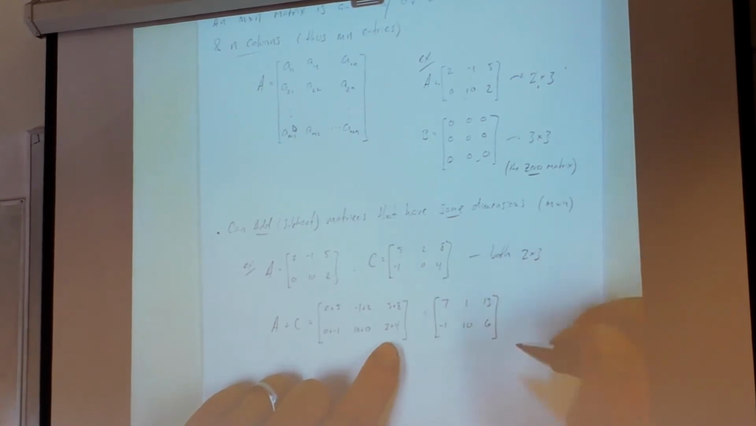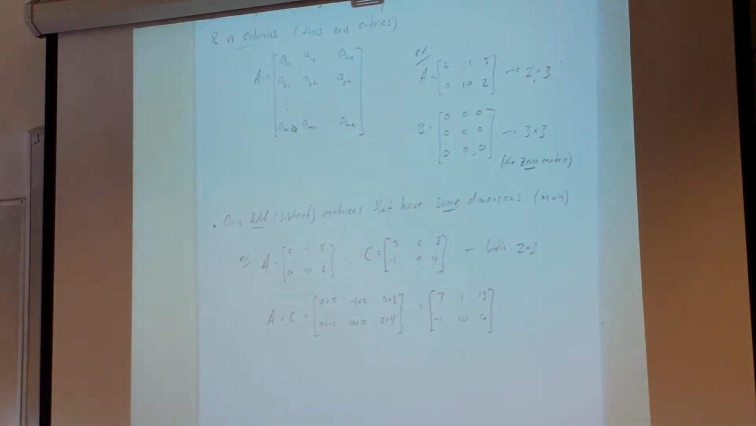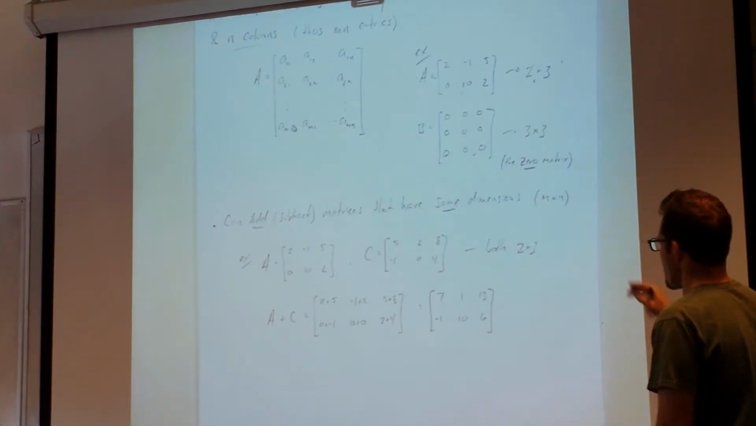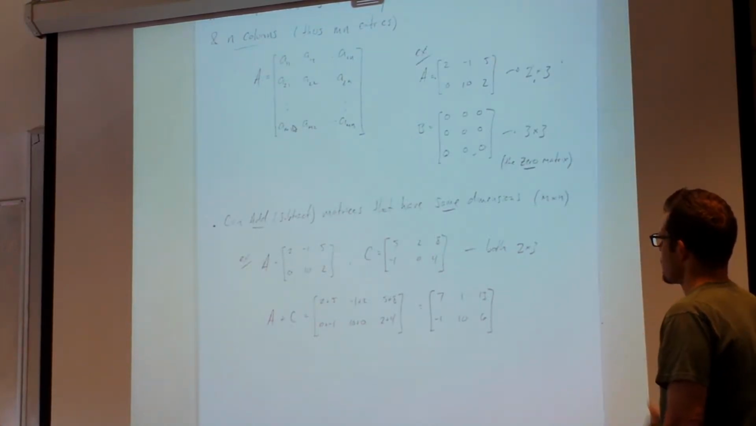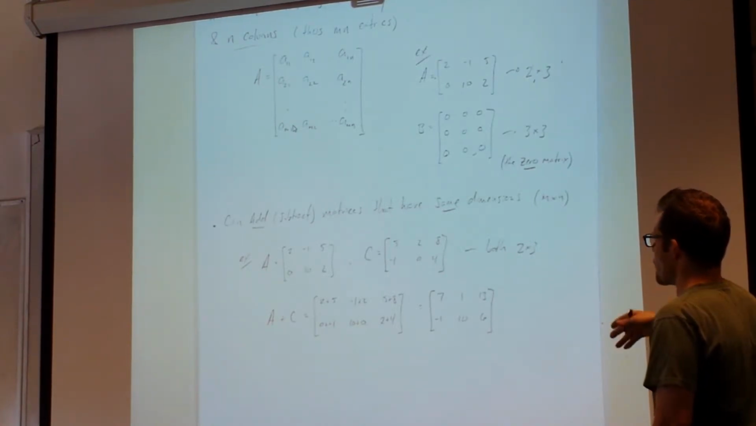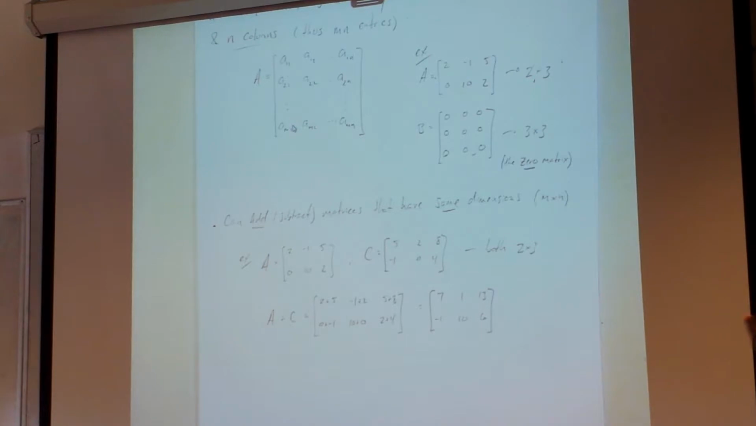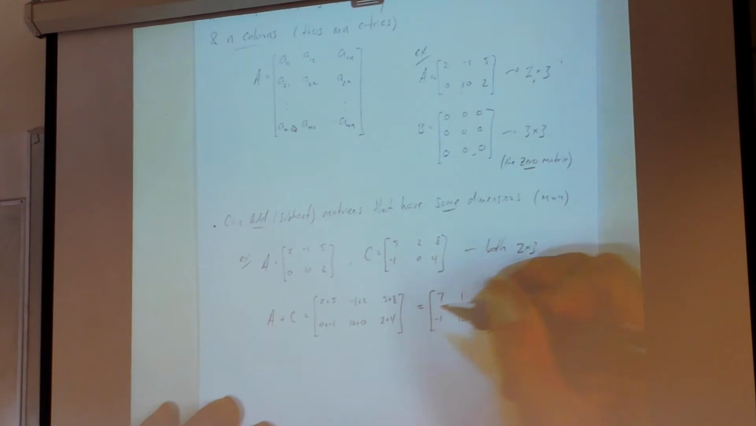So it's literally just component-wise addition, like vectors. You can think of a vector in terms of a column. A three-dimensional vector could be thought of as a 3 by 1 matrix. You can add two three-dimensional vectors by adding corresponding components. So this is just component-wise addition.